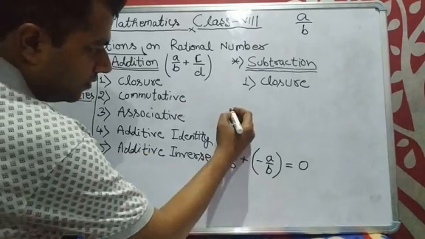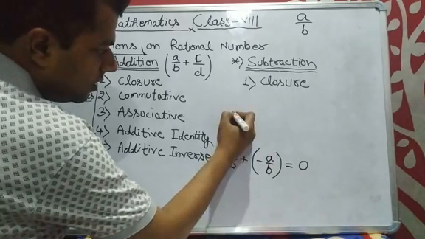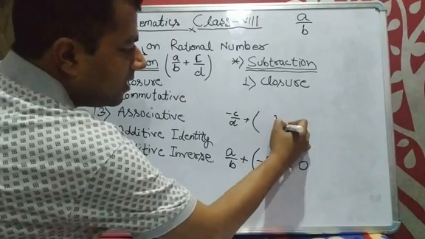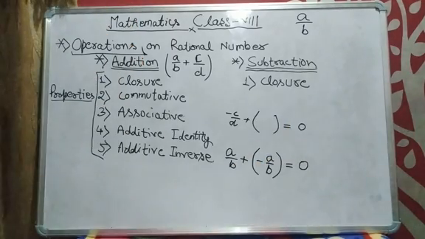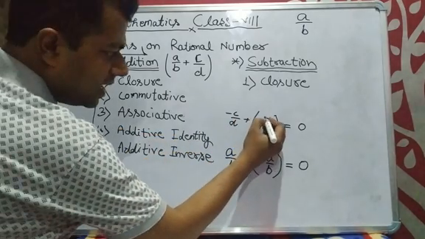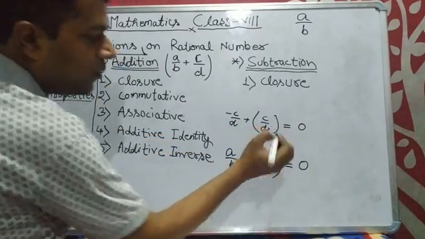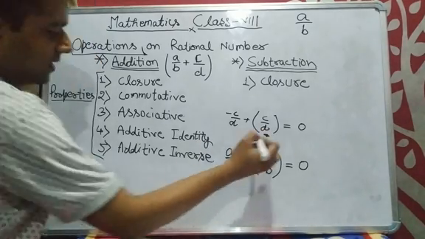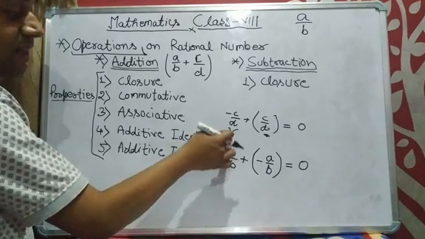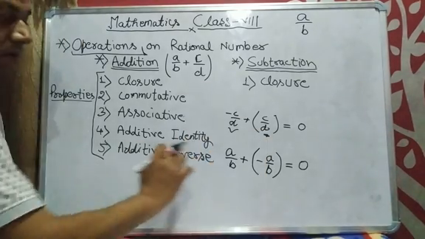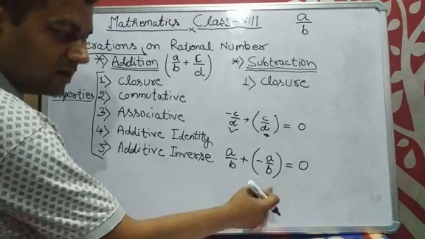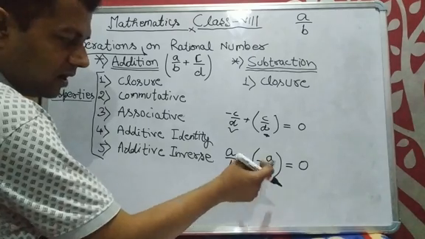Another example: C upon D. If minus C upon D is given, what must be added here to make it 0? The first given number is negative, so we will take positive. So this one is the additive inverse for this one, and this one is the additive inverse for this one. Both numbers are additive inverses of each other.